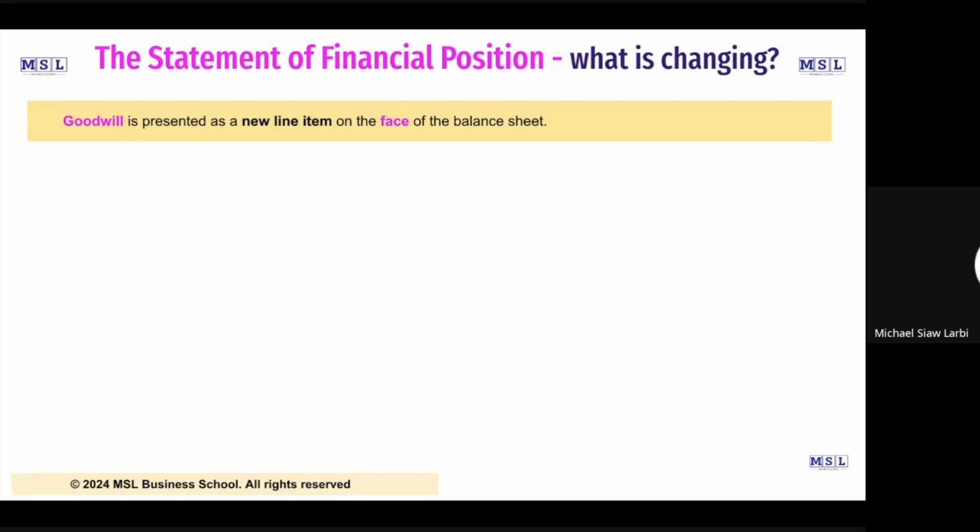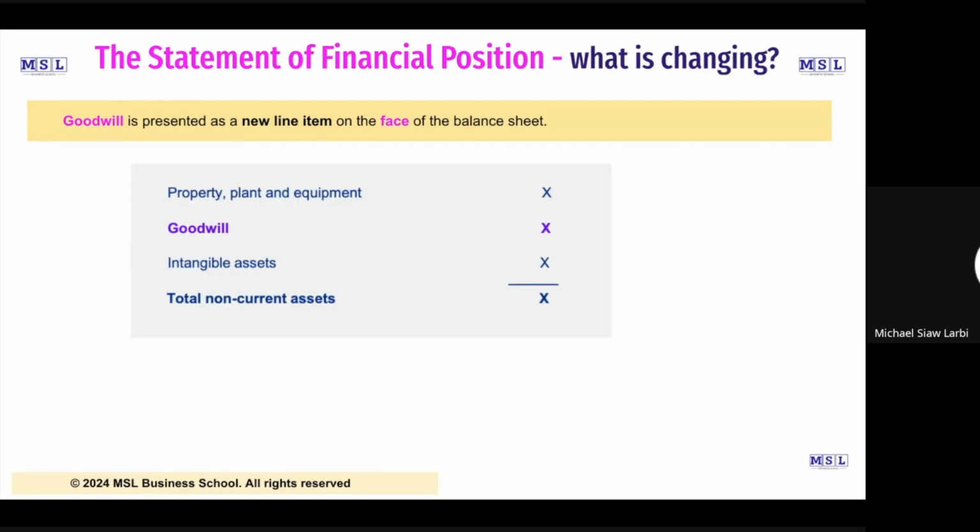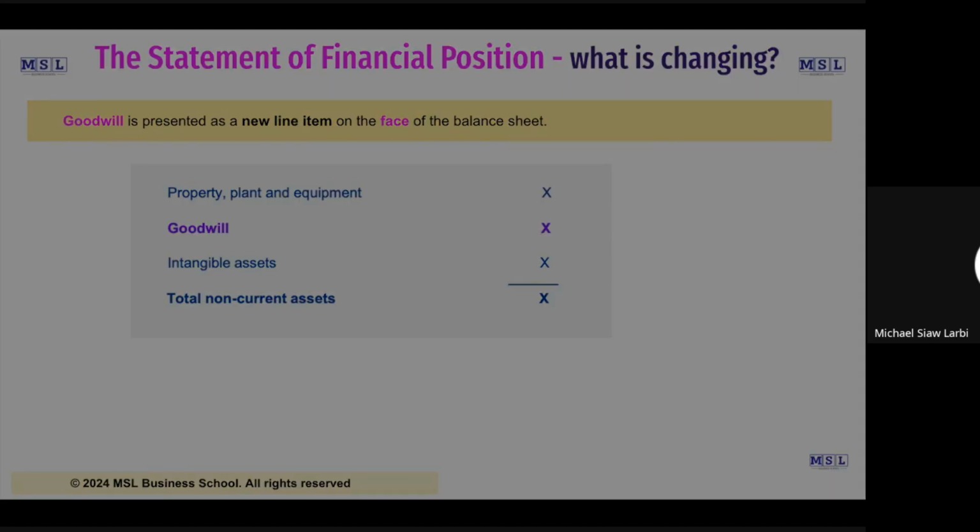Show us goodwill as a single separated line on the face of the balance sheet. So you see your PPE, intangible assets, let there be goodwill, right? This is something you see already in some entities, but some don't do it. So everybody who has goodwill must separately disclose goodwill on the face of the statement of financial position, right?